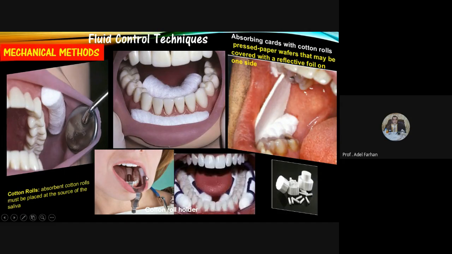Okay, sometimes we have a cotton roll holder in order to prevent displacement of the cotton roll by the patient, as we see in this picture, to hold the cotton roll and prevent displacement and provide a good isolation area.